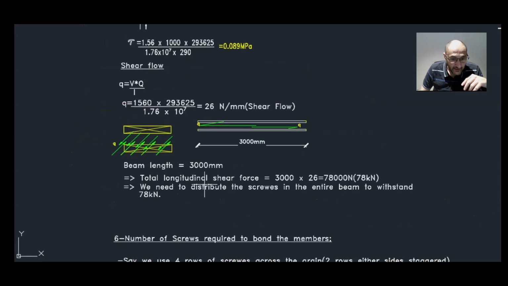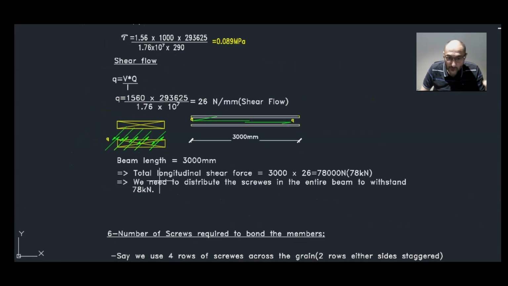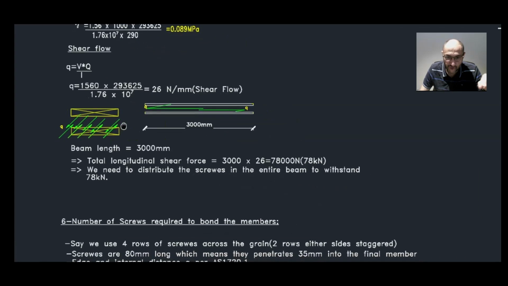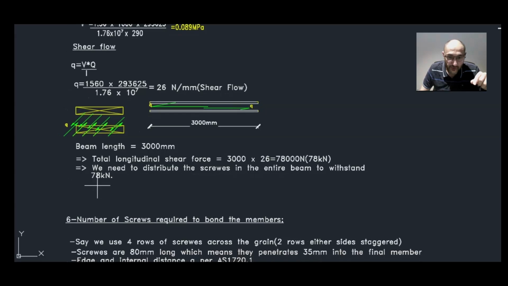So the beam length is 3 meters, therefore the total longitudinal shear force will then be 3,000 multiplied by 26, and that will give us 78,000 Newton, which is equivalent to 78 kilonewton. So that's one shear force that is traveling through the entire beam, longitudinal shear force. Therefore, we need to distribute the screws in the entire beam to withstand 78 kilonewton.